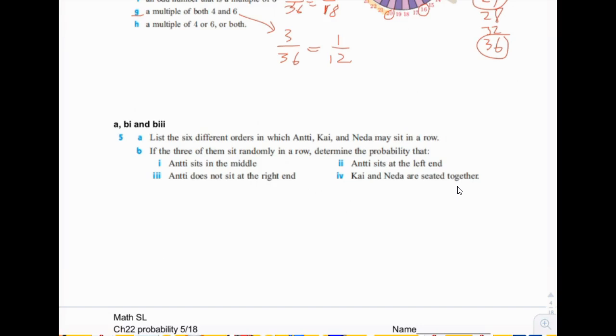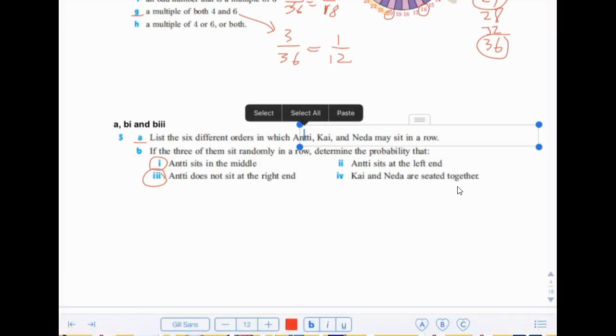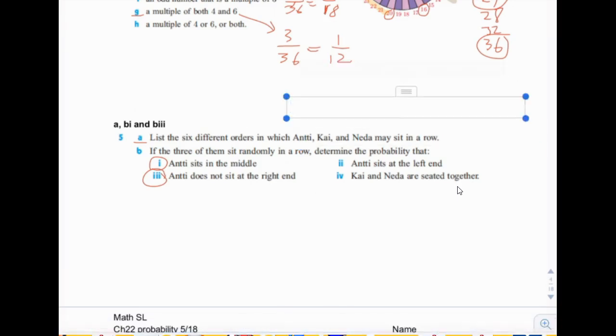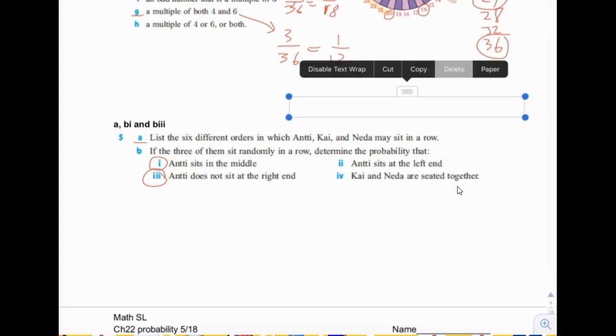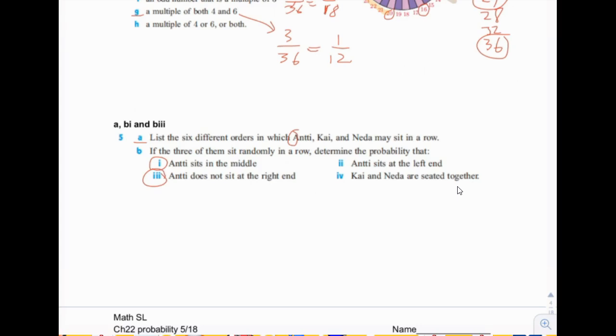5. We're going to do A, and then we're going to do B1 and B3. Okay. So list the 6 different orders in which Annie, Kai, and Nada may sit in a row. It's always handy to use names in these problems that start with different letters so that we can make abbreviations. Nice that they used A, K, and N. List the 6 different orders in which A, K, and N may sit in a row.